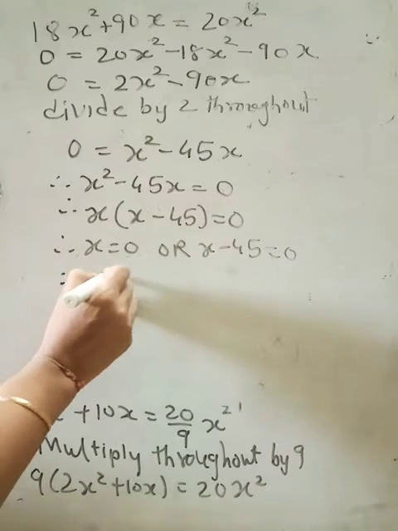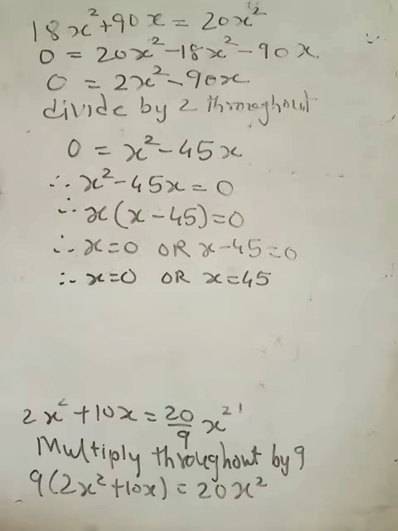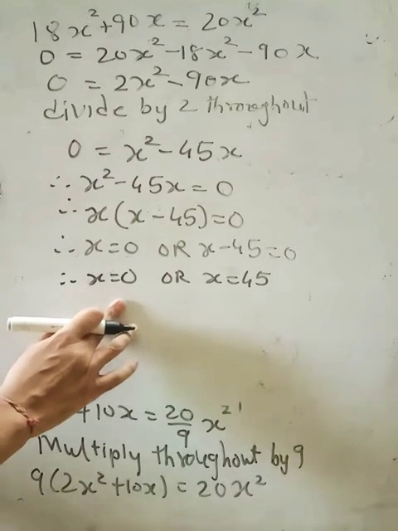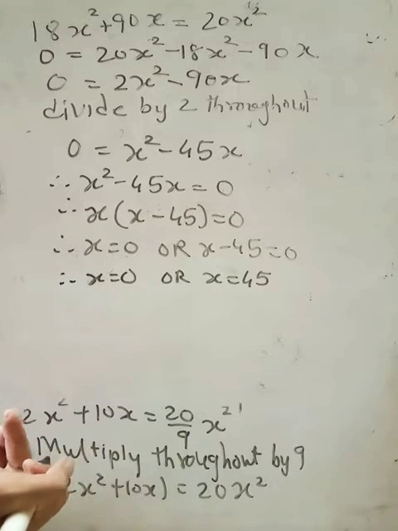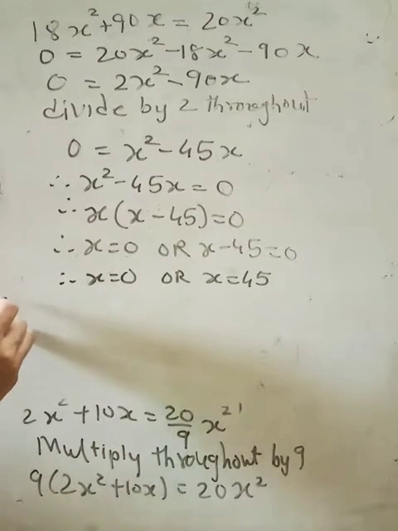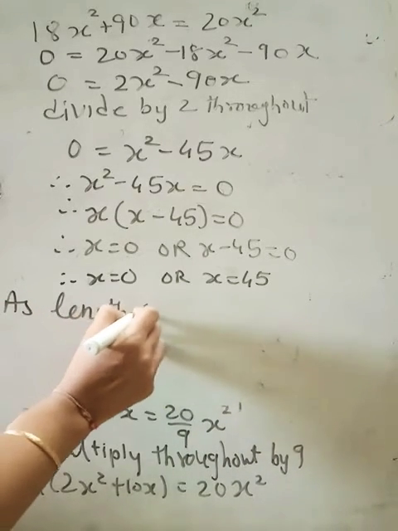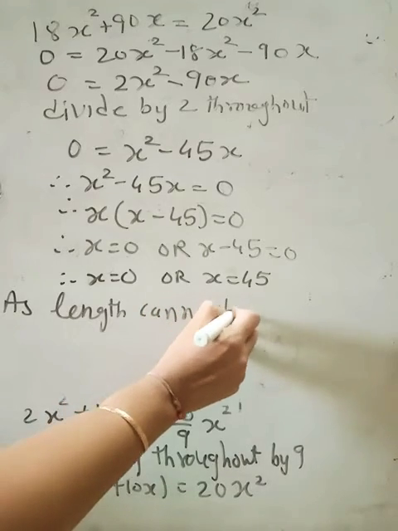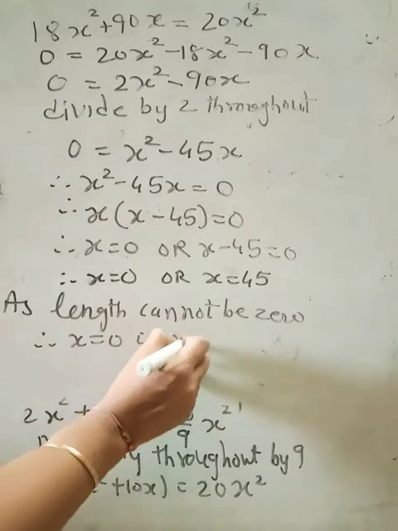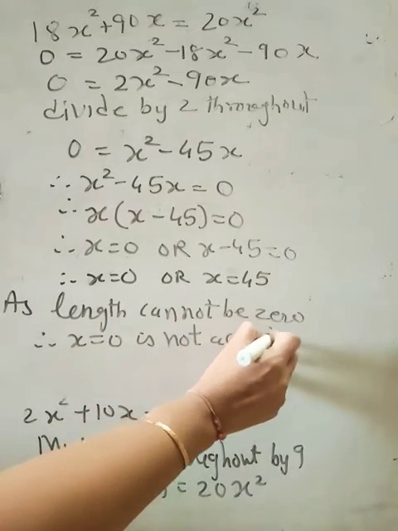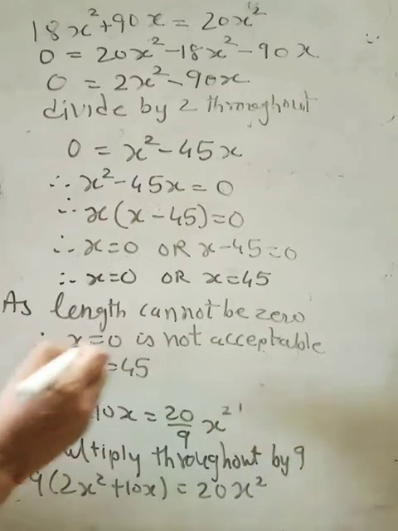So therefore x is equal to 0 or x is equal to 45. Now can the length be 0? Length can't be 0, right? Otherwise how will the field even exist? So x is equal to 0 is not acceptable. As length cannot be 0, therefore x is equal to 0 is not acceptable. Therefore x is equal to 45.